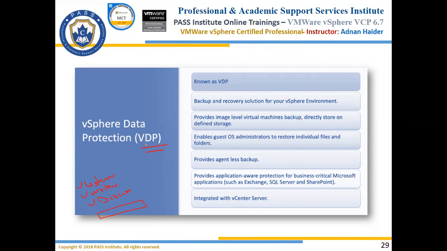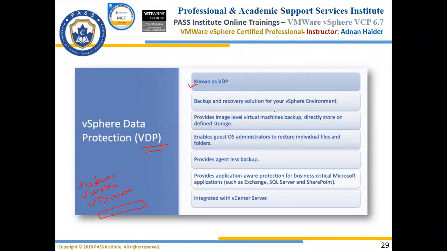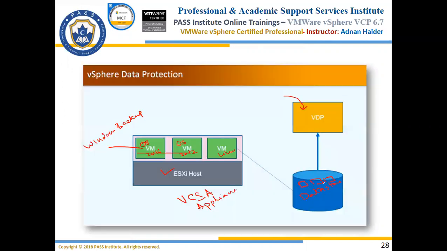VDP stands for vSphere data protection. It is known as VDP in an environment, number one. Number two, the main function is a backup and recovery solution for the vSphere environment. It provides image level backup of virtual machines, with the backup directly stored on the defined storage, which is basically this storage.